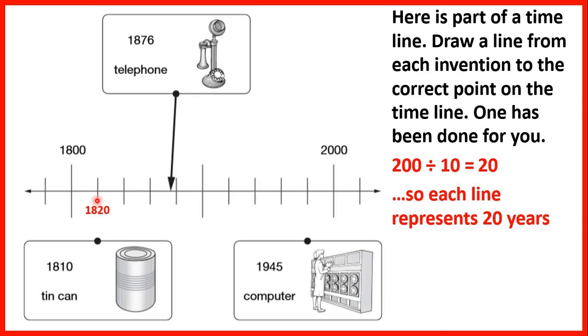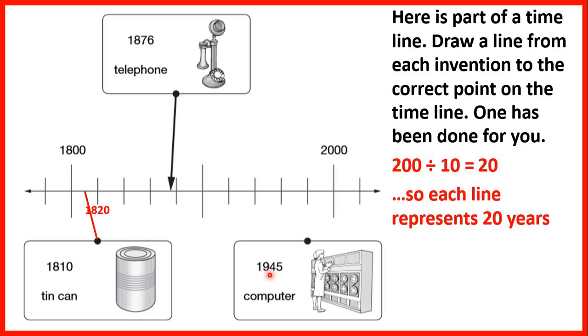So we can spot that 1820 will be the first line on our timeline, which means that if we want to show 1810, we need to draw a line to our timeline that's halfway between 1800 and 1820, because 1810 will be in the middle of those years.